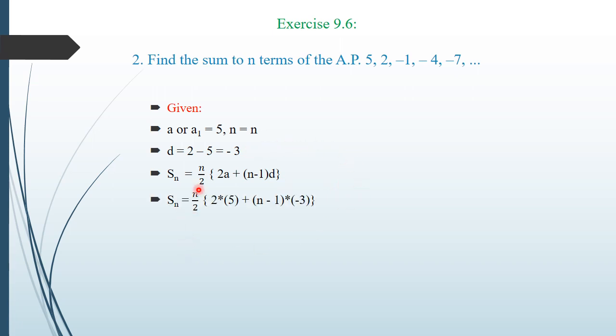Substituting all the values, Sn equal to n by 2, 2 into 5 plus n minus 1 into minus 3 here. Further simplifying, n by 2 I'll keep as it is. 5 into 2 is 10, minus, this minus we got because when I multiply this minus 3 to this whole term, that is whatever terms present inside this bracket, it will be plus n into minus 3, that will be minus 3n, minus of minus, that is plus 3, 1 3. Therefore Sn equal to n by 2, 10 plus 3 is 13 minus 3n here. And this is the sum up to n terms of this arithmetic progression.